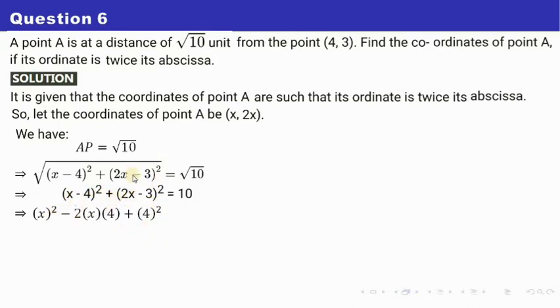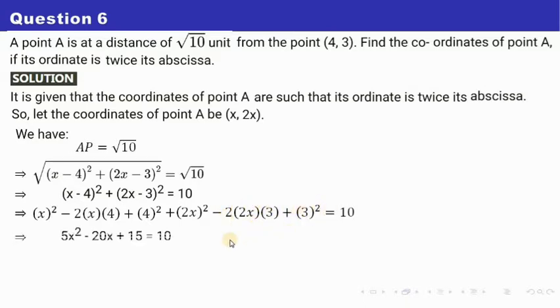Now we have similarly 2x minus 3 whole square. Again a minus b whole square has to be put here, but here what is a? a is 2x and b is 3. So we have a square minus 2ab plus b square equals 10. Now you just need to open up the bracket. So this is x square, this is 2 into 4 is 8, that is 8x, 4 square is 16, 2 square is 4, so this full thing becomes 4x square, 2 into 2 into 3 is 12x, and this is 9, 3 square is 9.